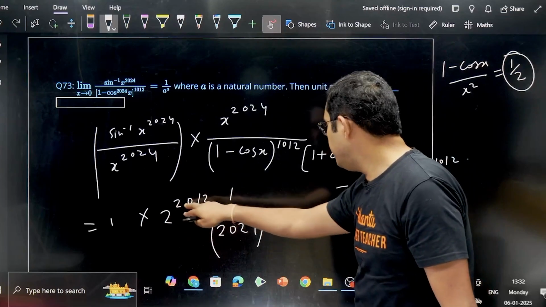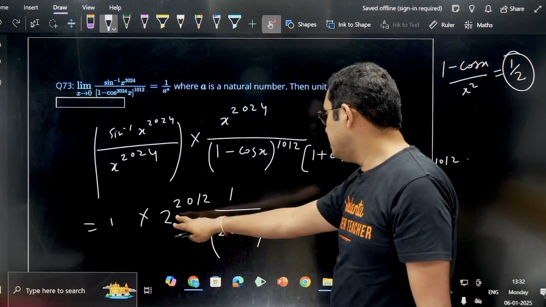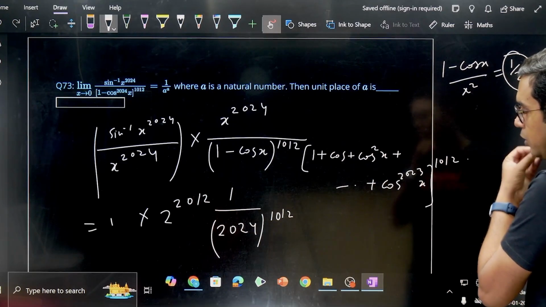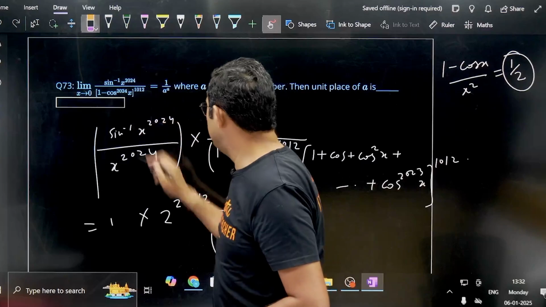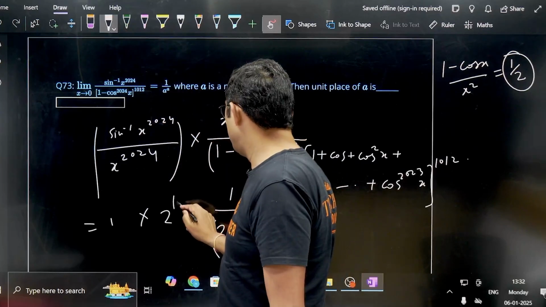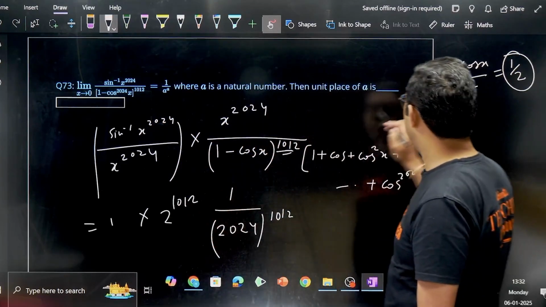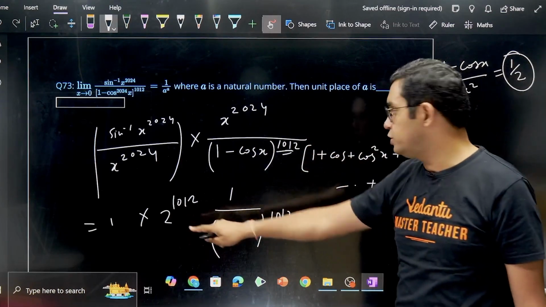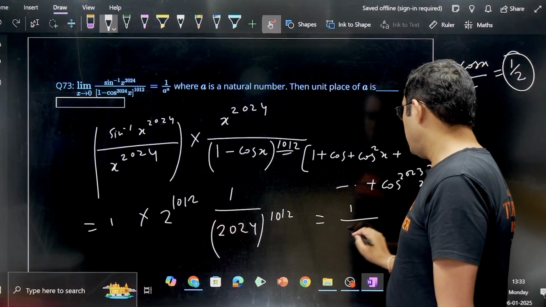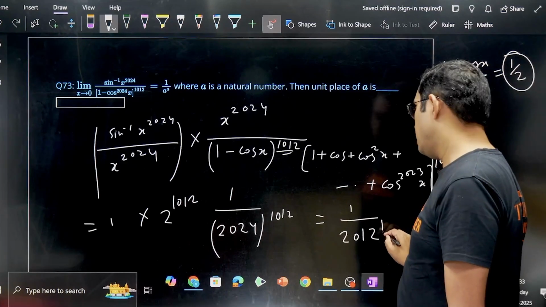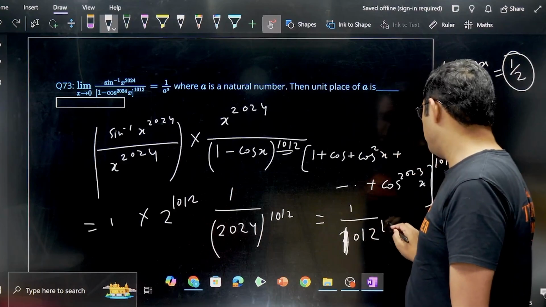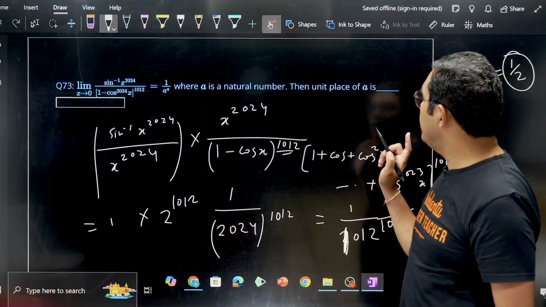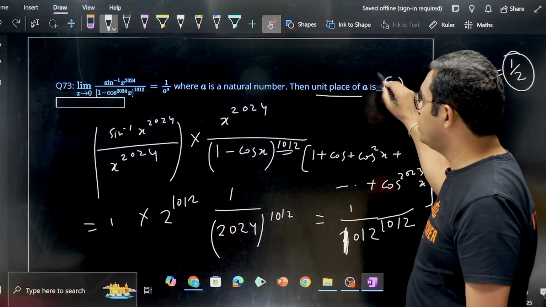So here, I think this is 2 power 1012. No, I think this is 1012. So here it will be 1012, the power of 1 plus 1 minus cos x is 1012. So here we will be getting 2 raised to the power 1012. If we divide it here, we will get 1 upon 2 raised to the power 1012 again, 1012 raised to the power 1012. So the value of a is 1012. We have to find the unit place, so the answer for this will be 2.